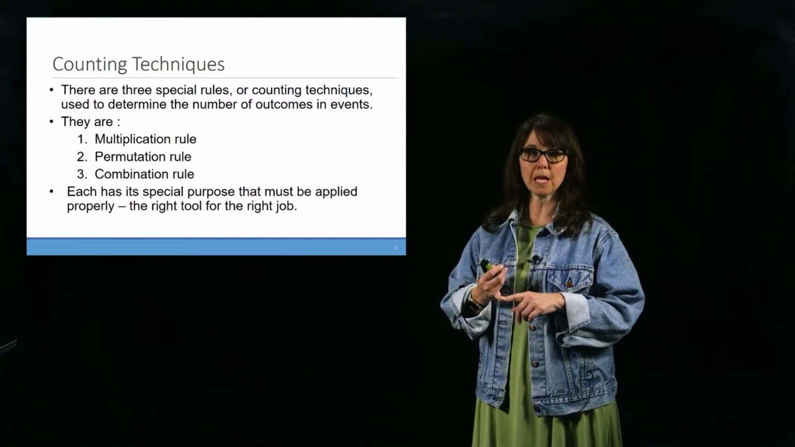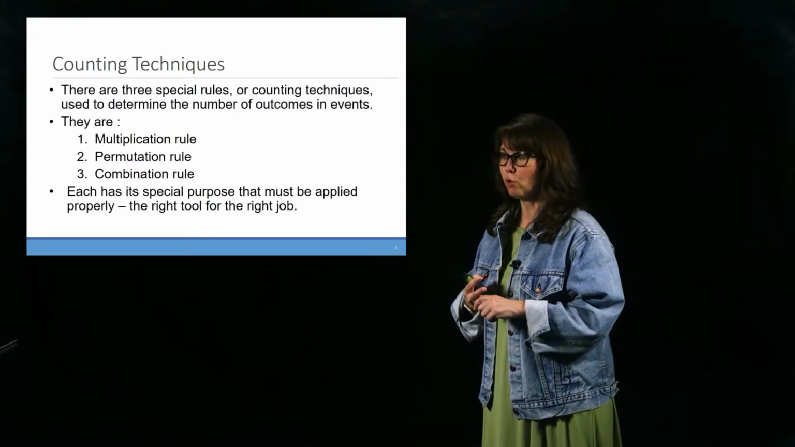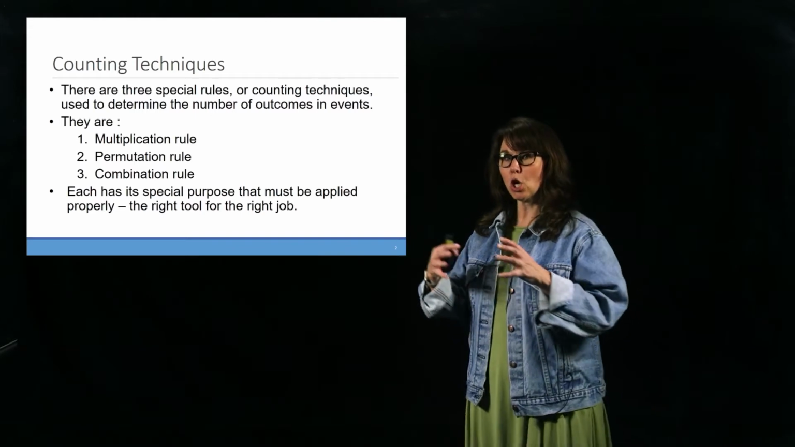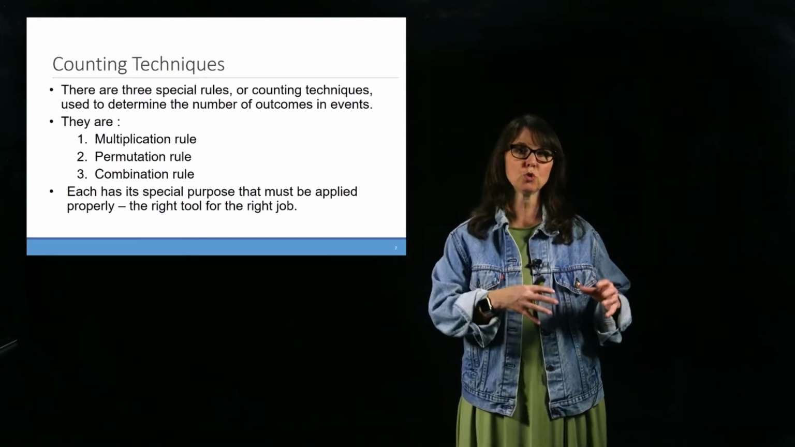So first of all, we have the multiplication rule, we have the permutation rule, and we have the combination rule. And each one has its own place, so you have to really spend a little bit of time getting to know which one you use in which instance.